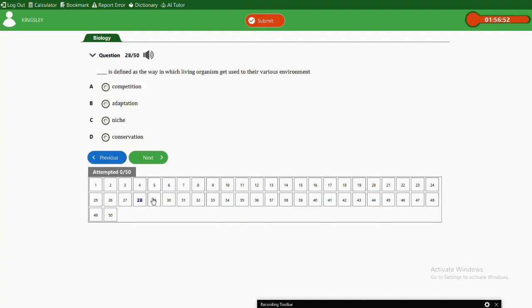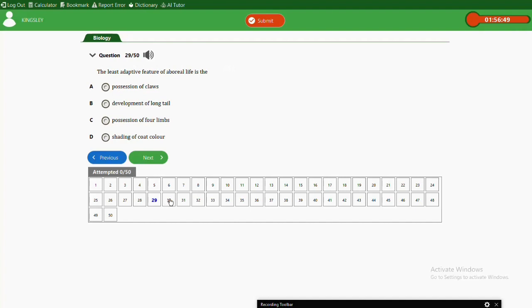That's question number 28. Dash is defined as the way in which living organisms get used to their various environments. So, option A is competition, option B is adaptation, option C is niche, and option D is conservation. So guys, the correct answer, like you already know, to this question is option B, that's adaptation. So let's consider the next question.